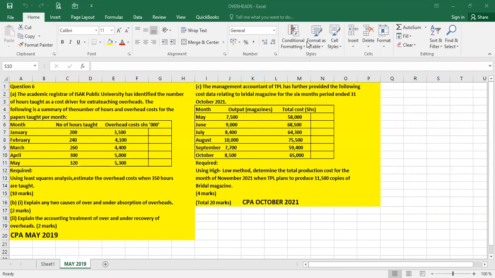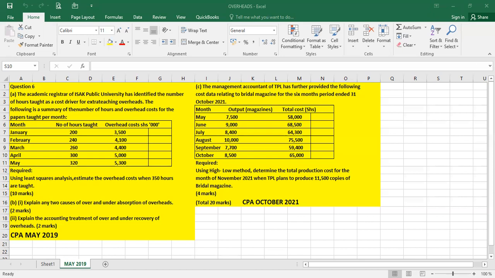We are going to be handling overheads. In the last video we talked about cost classifications, and these are the ones we are going to find how we can segregate, how we can segregate the mixed costs into the variable and the fixed component. So we can kick off.